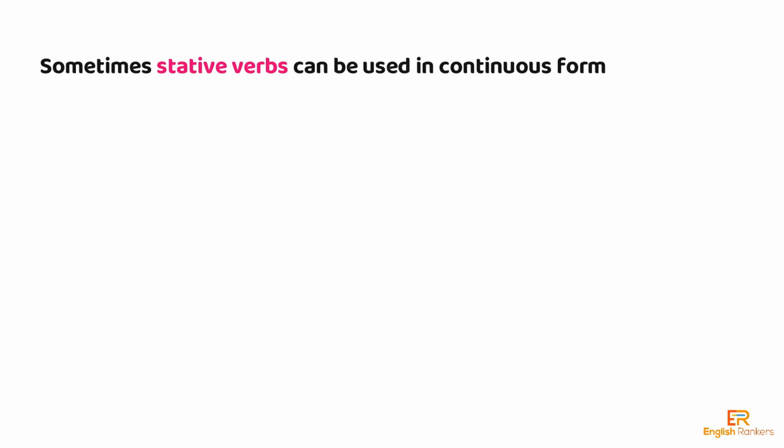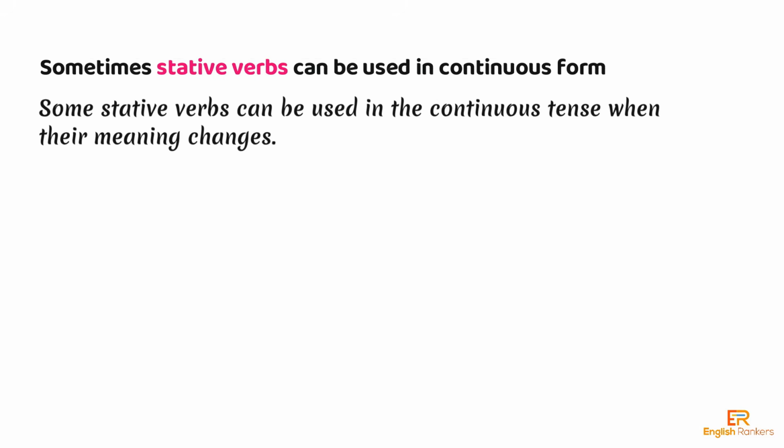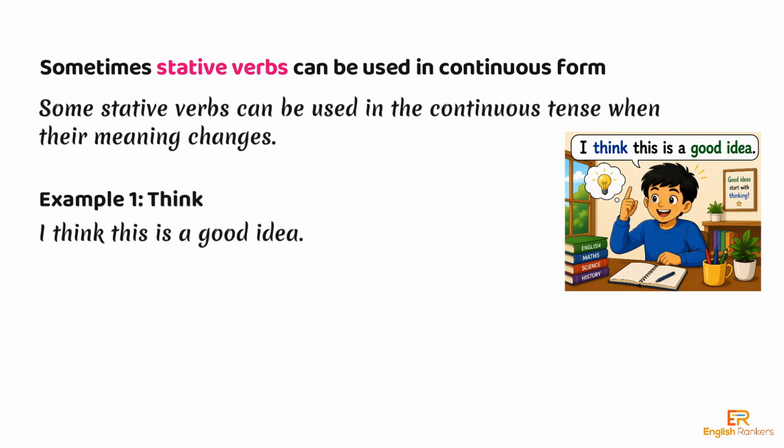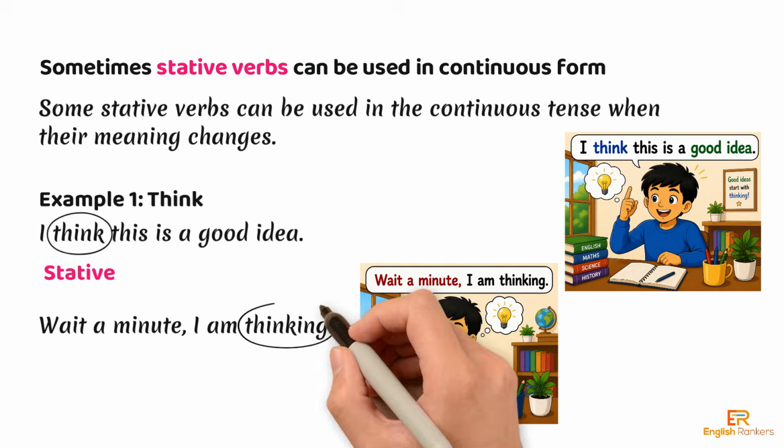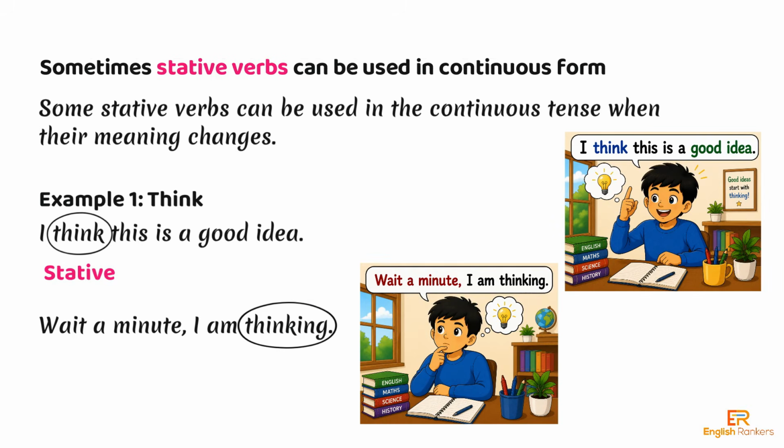Important point, sometimes stative verbs can be used in the continuous form. Now here is the most important part. Some stative verbs can be used in the continuous tense when their meaning changes. That means the verb stops showing a state and starts showing an action. Let us understand this with examples. Example number one, think. I think this is a good idea. Here, think means opinion. So, it is stative. Wait a minute, I am thinking. Here, thinking means using the mind actively right now. So, this is an action.